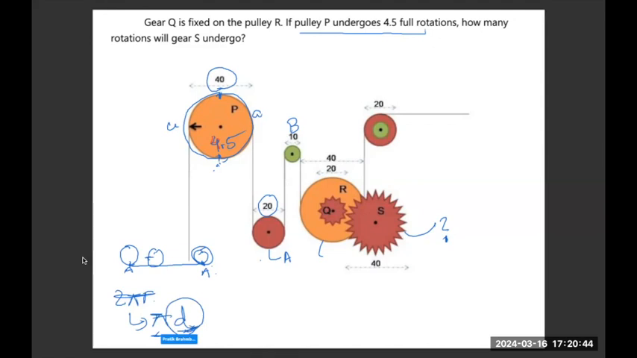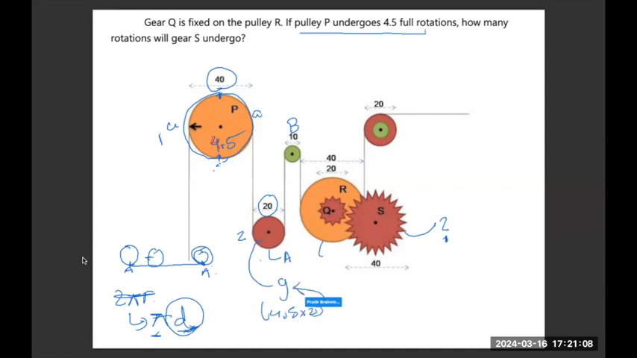So between P and A, what I established is that when A is undergoing 2 rotations, P will undergo 1 rotation. Henceforth, since P is undergoing 4.5 rotations, A will undergo double the rotations, which is 4.5 multiplied by 2, which is 9.